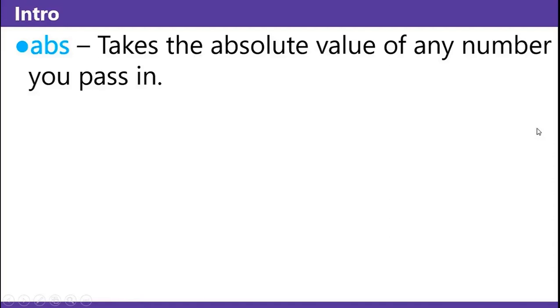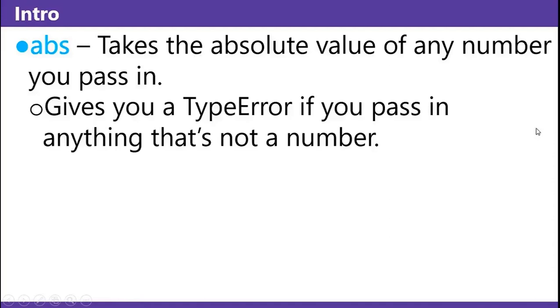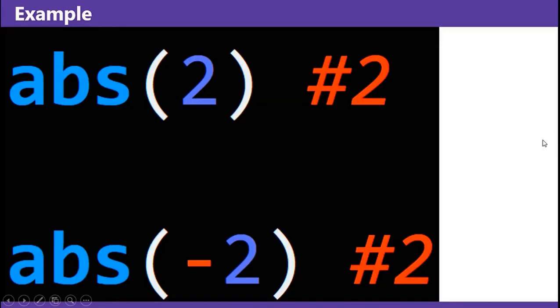The abs function in Python takes the absolute value of any number you pass in. It gives you a type error if you pass in anything that's not a number. Abs of 2 is 2, and abs of -2 is 2.